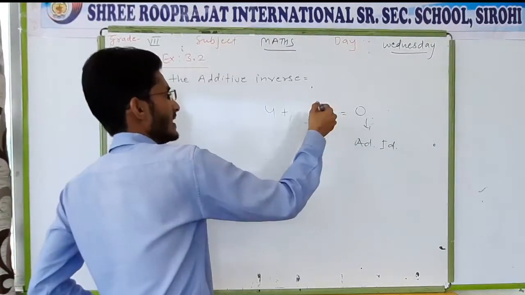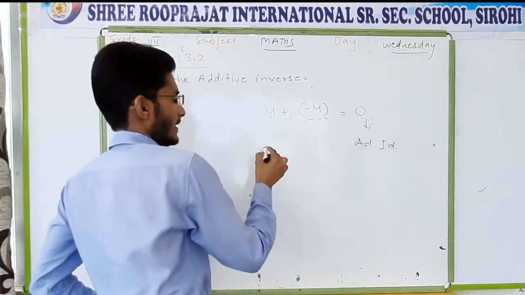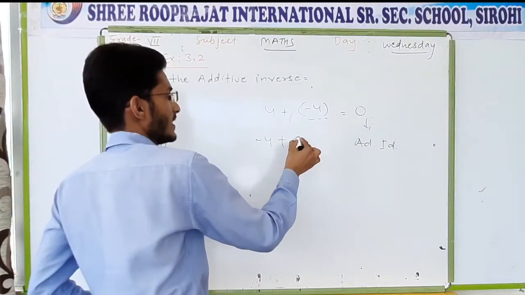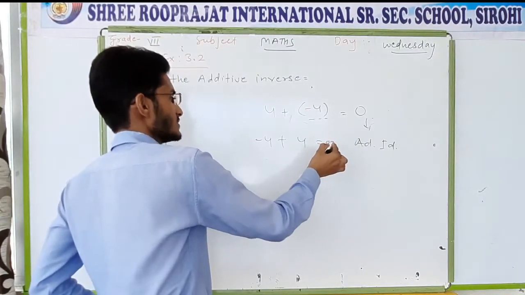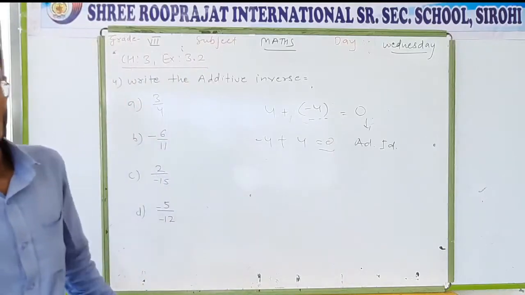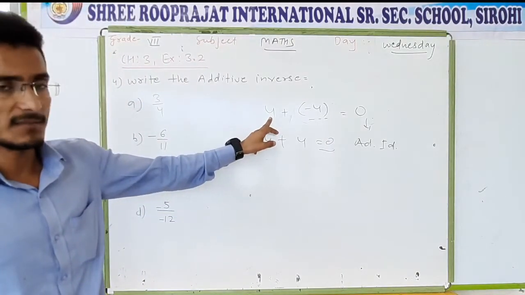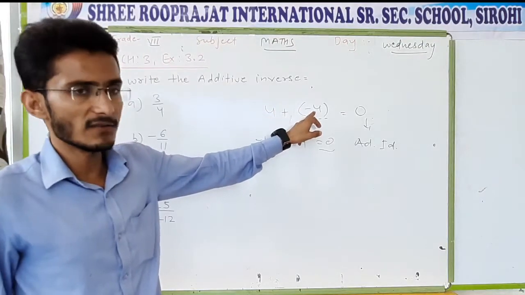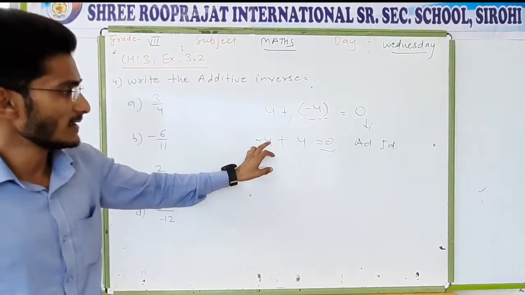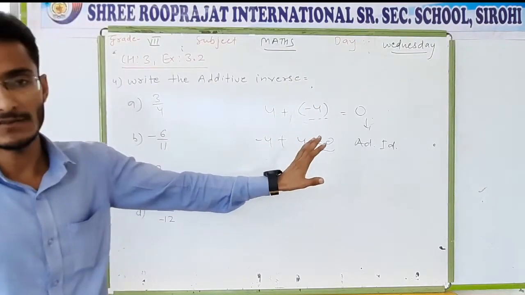You will add a minus 4. If it is minus 4, then you have to add a plus 4. So minus 4 plus 4 you will get a 0. That means you have to just change the sign. If the given number is positive, then you have to add a negative number. If the given number is negative, that means you have to add a positive number.